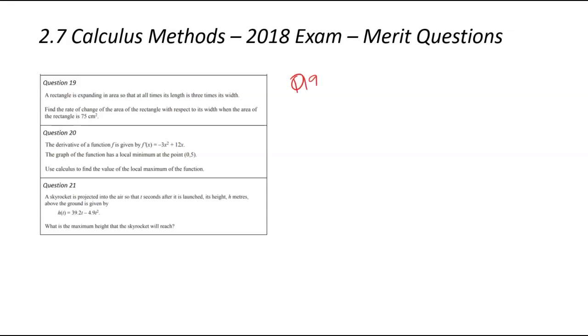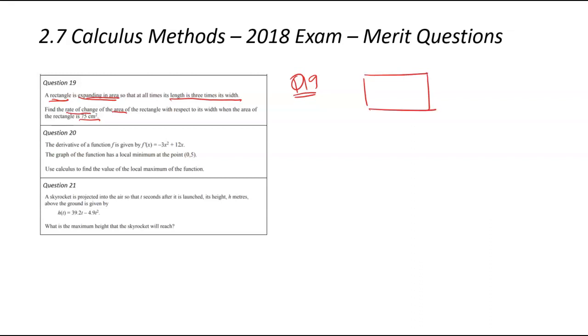Question number 19. Reading through the question, a rectangle has an expanding area, and at all times the length is 3 times the width. Find the rate of change of the area when it has an area of 75 meters squared. So I love seeing that phrase rate of change. Straight away, rate of change and gradient is the exact same thing. So let's start off by drawing a diagram.